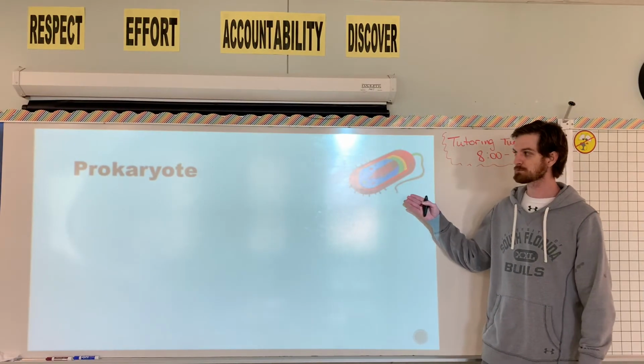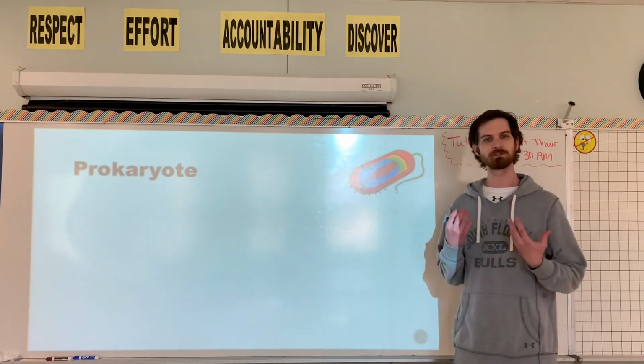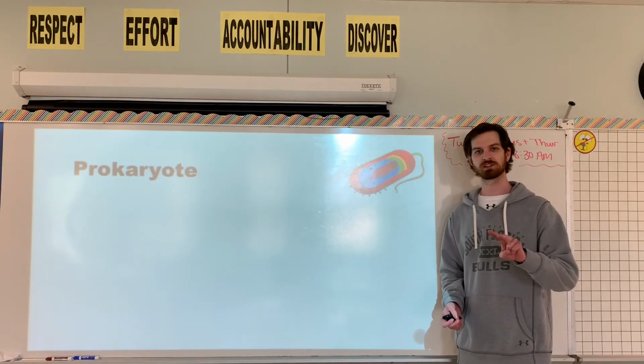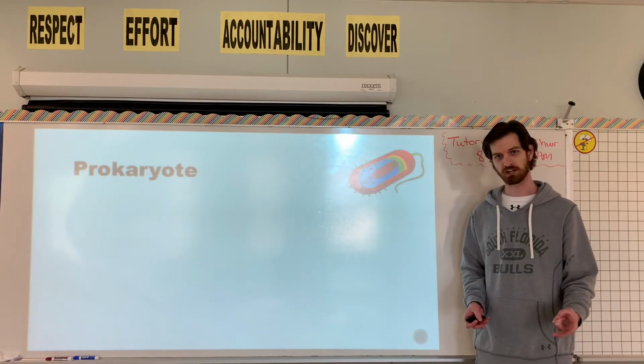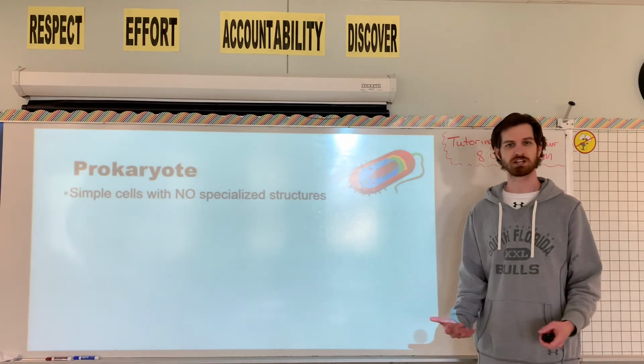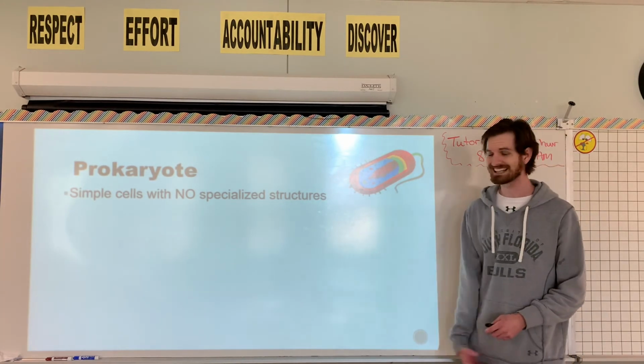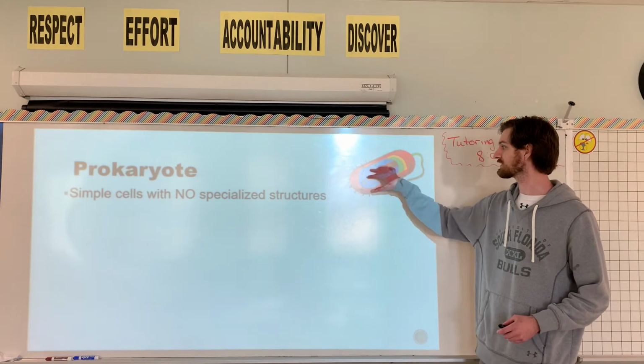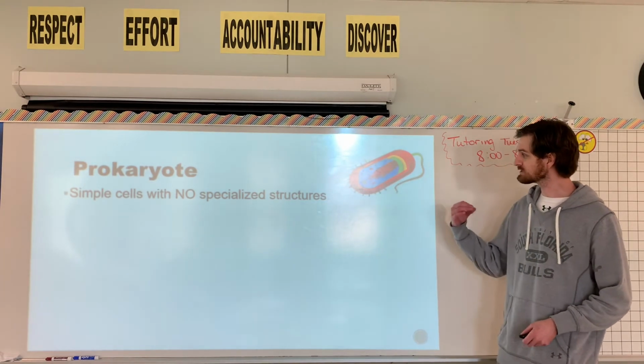So that brings us to prokaryotes. And prokaryotes are a type of cell overall. There's two types of cells. You have prokaryotic cells and eukaryotic cells. And what prokaryotic cells are, they're simple cells with no specialized structures. Their DNA is not contained in a nucleus. It's free floating in their cytoplasm. They really don't have too much.